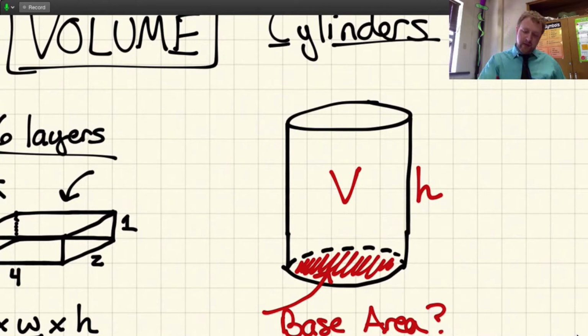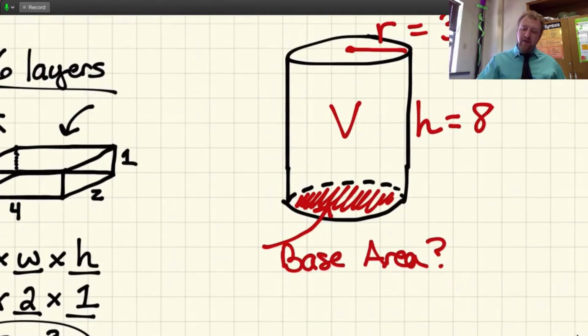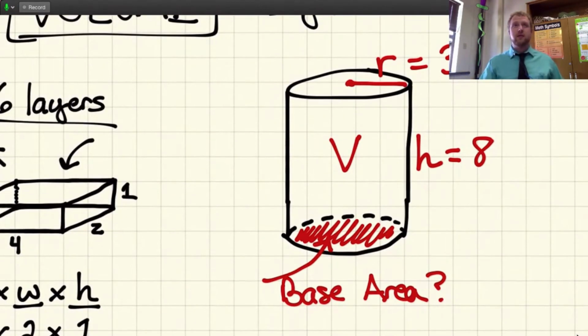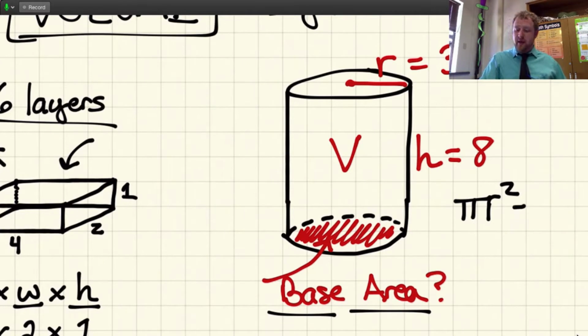Okay, the whole thing. So, this is the radius, and let's say that the radius of this cylinder is 3 and the height is 8. How do I find the volume of a cylinder? Not the circumference. What am I finding? The base, look up there, the base area. I would find the circle area. Pi r squared. Okay, that's the base area.